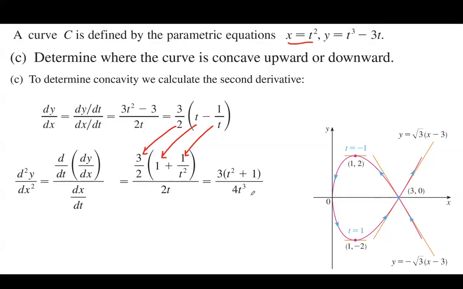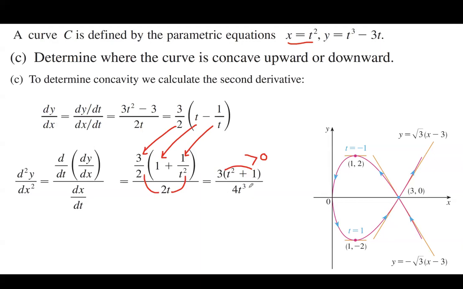If you simplify this using algebra, you get 3 times (t squared plus 1) divided by 4 t cubed. Here we take a common denominator, and then we multiply 2 and 2. We multiply t squared and t. And this is the formula for our second derivative. What is important here is that t squared plus 1 is always positive, so it doesn't have any role in the sign of this fraction.